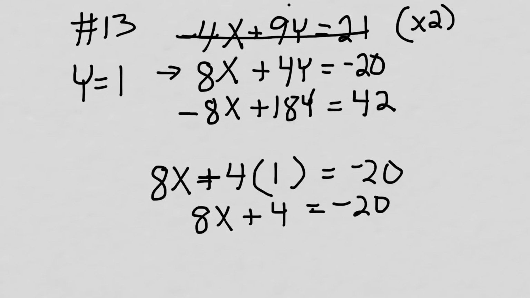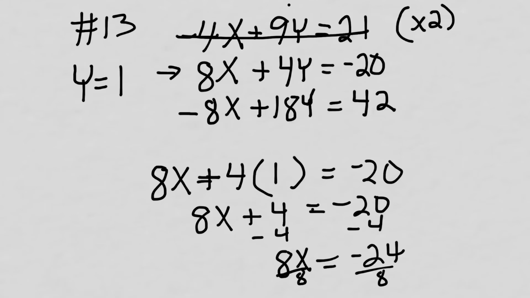I want to get rid of this plus 4, so I'm going to subtract 4 from both sides. I get minus 24. 8x. Right. Divide both sides by 8. That cancels out. I get x equals negative 24 divided by 8, which is negative 3. So if I go up here, x equals negative 3.